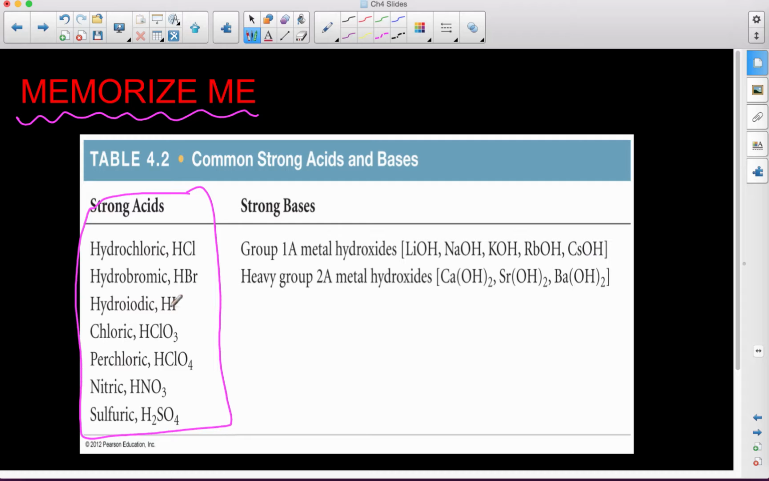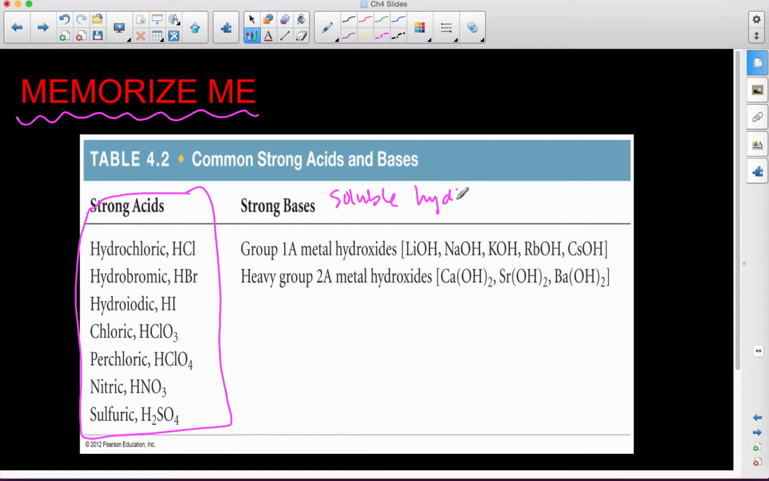Note that hydrofluoric is not on this list. When we get to the next 2 chapters from now, we're going to talk about why that's the case, right? But note that hydrofluoric acid is not on the list of strong acids, right? We have our chlorate series like chlorate and perchlorate, right? Nitric and sulfuric.